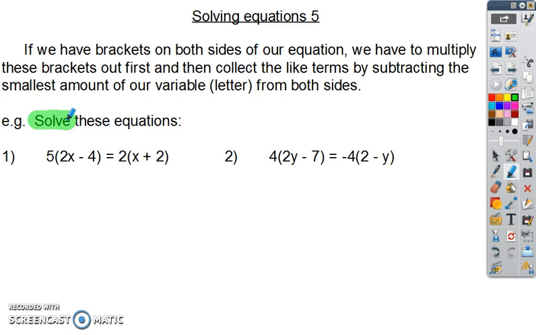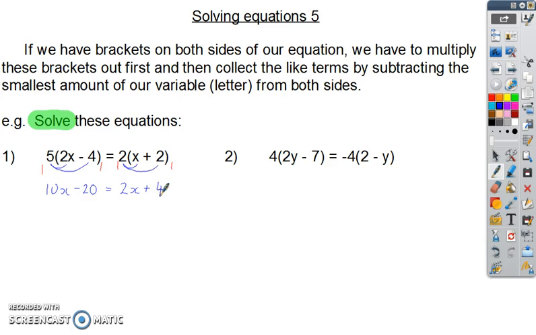Okay, in question 1, we've got brackets on both sides of our equals, so in our first line of deduction, we're going to multiply out both of those brackets at the same time. 5 times 2x, that's 10x, and 5 times minus 4 is minus 20. We have our equals in the middle, same on the right hand side. 2 times x is 2x, and 2 times plus 2 is plus 4.